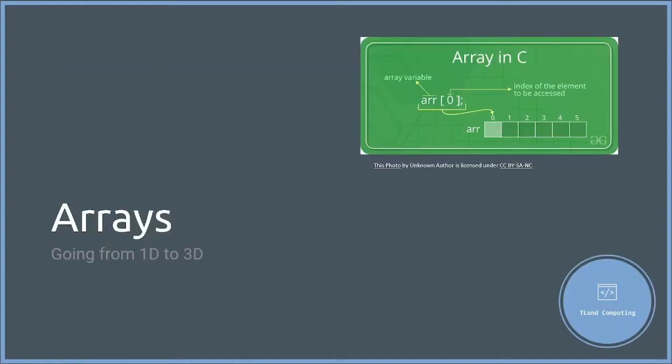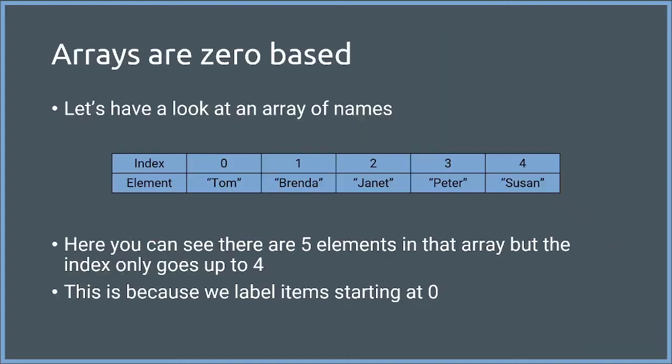So let's have a look at arrays. We're going to start at one-dimensional and we're going to move further and further towards three-dimensional as we go along. Like I said before, arrays are 0 based. This is a one-dimensional array that I've got here. You can see I've got an array of names: Tom, Brenda, Janet, Peter and Susan.